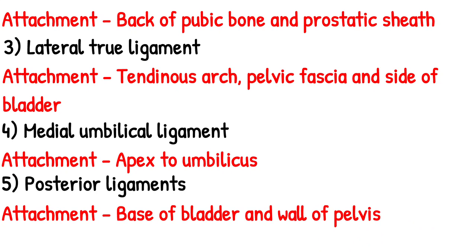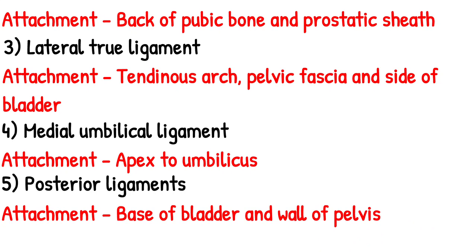And the second one is lateral puboprostatic ligament. So this is also a puboprostatic ligament which is present a little laterally to the medial puboprostatic ligament. It is also attached to the tendinous arch of the pubis of the hip bone and the prostatic sheath covering the prostate gland. The third true ligament is lateral true ligament.